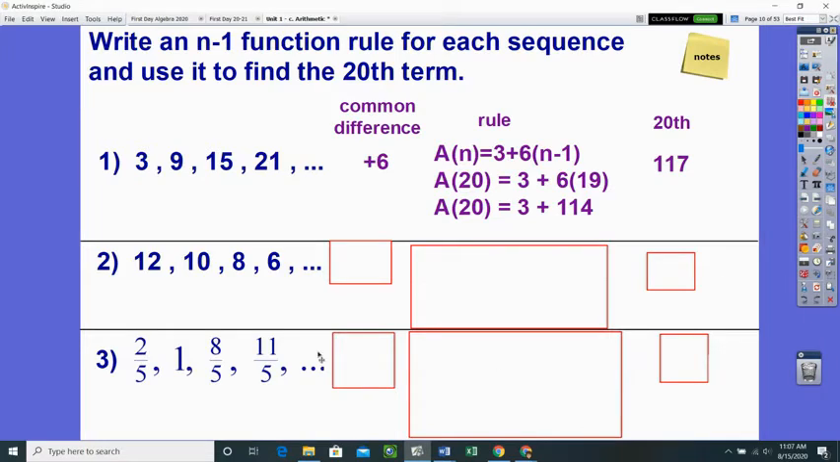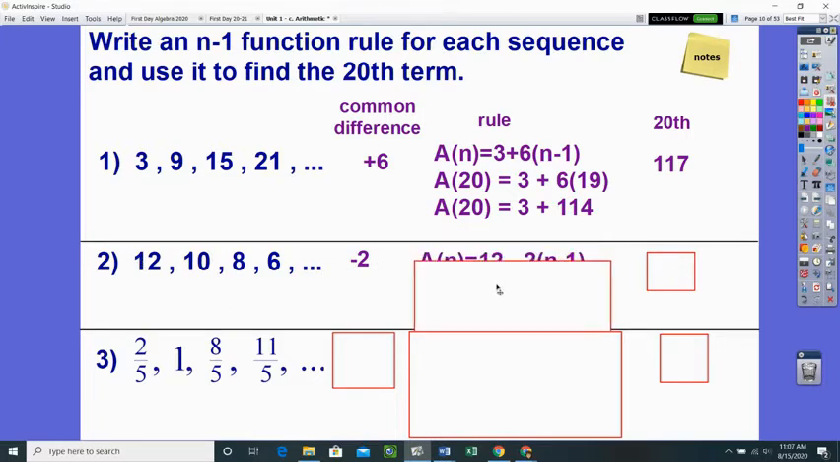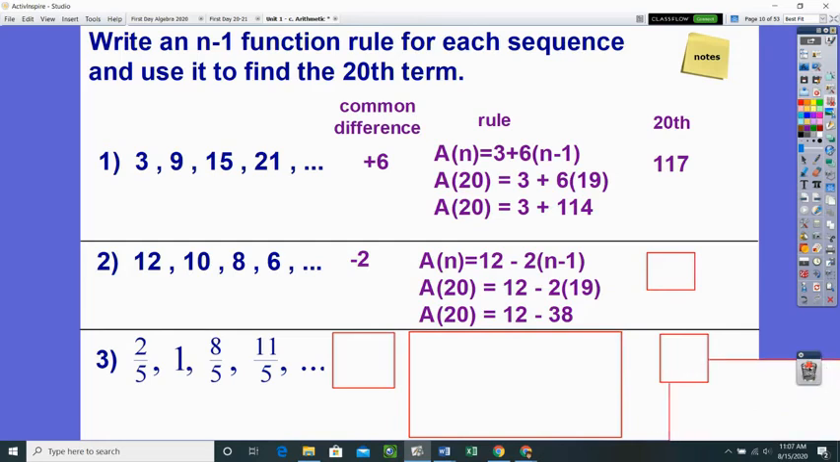Okay, the next one, common difference this time is going to be a negative. It's going down. Your first term is 12. So you're going to have a of n equals the first term, 12, minus 2 times n minus 1. You're going to substitute 20 in. 20 minus 1 is 19. You're going to use your order of operations. And did you get that the 20th term should be negative 26?